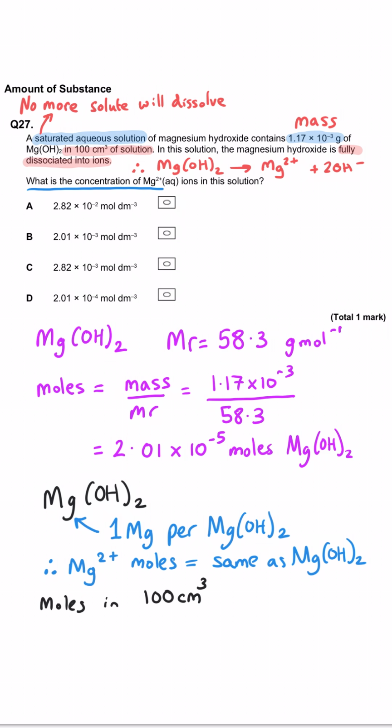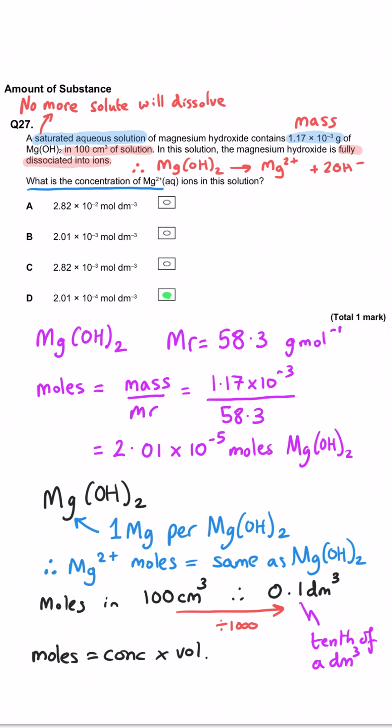Concentrations are in moles per decimeter cubed, so we need to divide that volume by 1,000 and we get 0.1 decimeters cubed. Now on this occasion we can just see that that is a tenth of a decimeter cubed, so that means that the concentration will be 10 times the number of moles, and so that means that the answer was D. If the volume was a little bit more complicated, we might have to do moles is conc times vol in decimeters cubed, so concentration is moles over volume, so 0.1 would go on the bottom and moles would go on the top, and we'd of course get to the same answer, and that would help you if the calculation was a little bit more tricky.